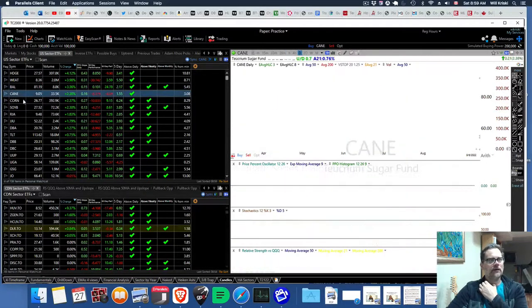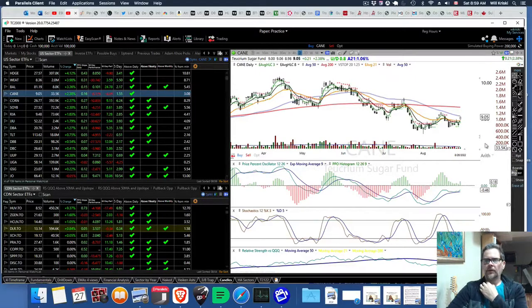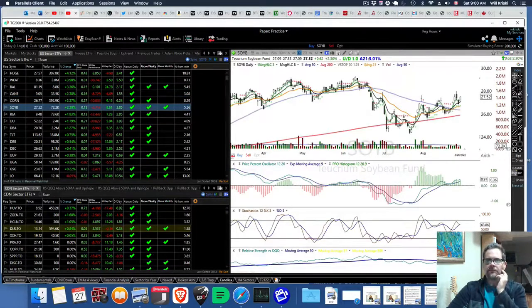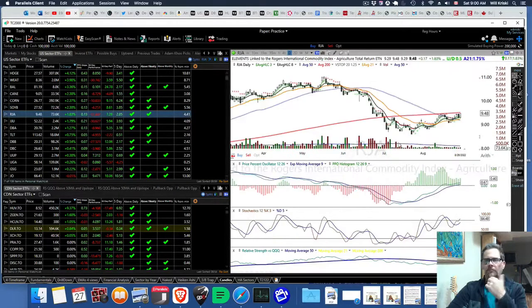So you've got cane, which is the sugar. It's right at the 50. It's not a great, you've got this downtrend to get through, but soybeans, that's a decent uptrend there. RJA is a more commodity-based one. It covers a lot of different things. You can see it's in an uptrend, but it's right now just stuck behind the 200.